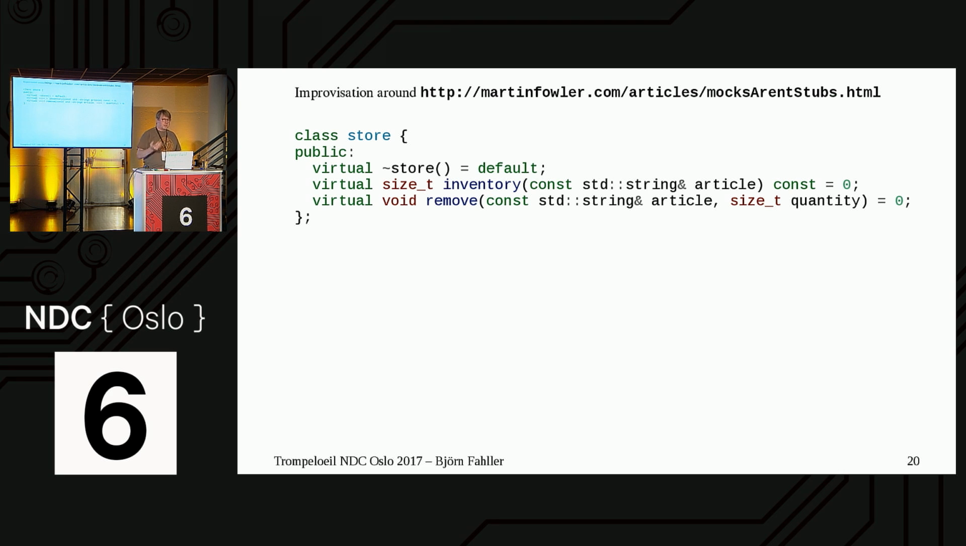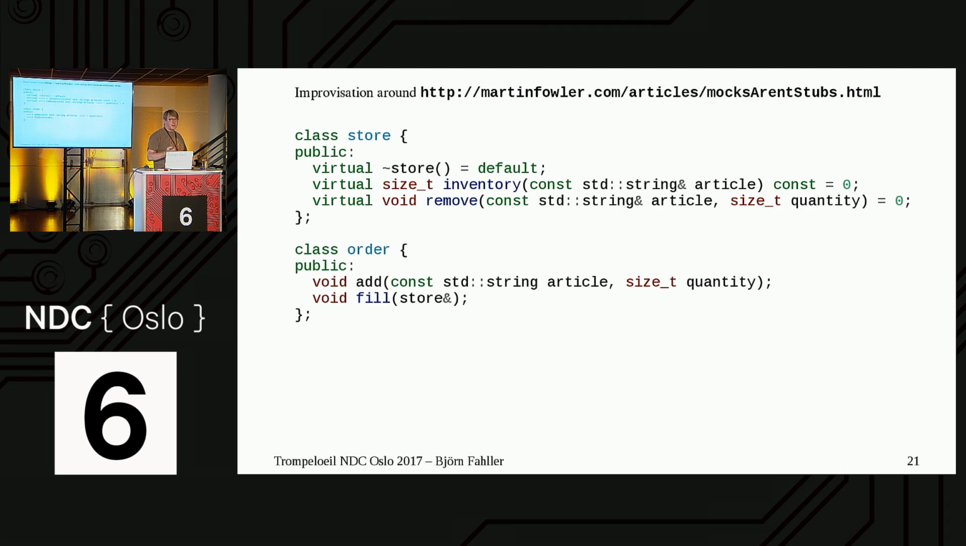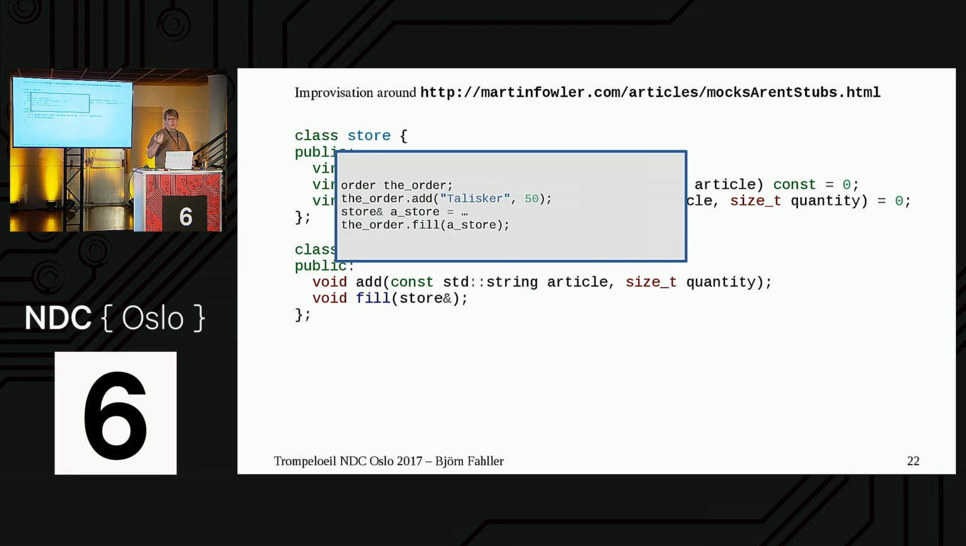So his idea is that we have a store, we can query its inventory for an article, and we can remove some quantity of an article from the store. And then we have an order class where you can add certain quantities of some article as you wish, and then you can fill the order with the store. So a usage could be like this code snippet here, where you have an order class, you add 50 telescopes. That is actually his example. I guess he really likes his whiskies, his telescopes. And then you get a store from somewhere and you fill the order.